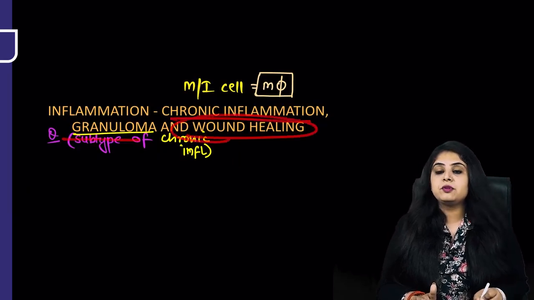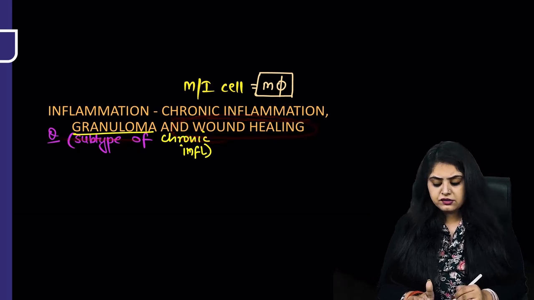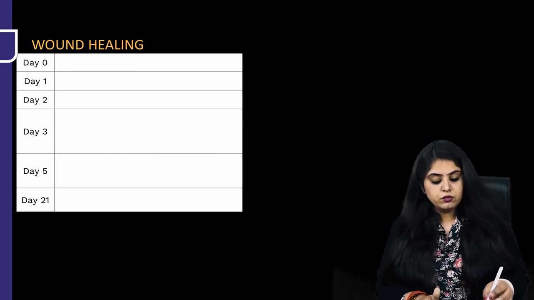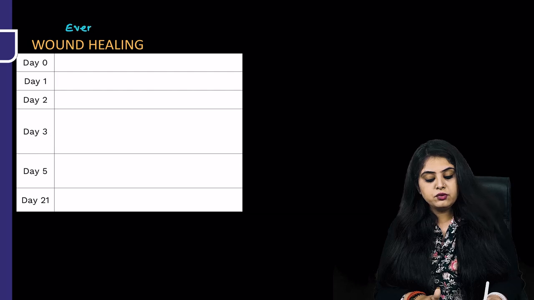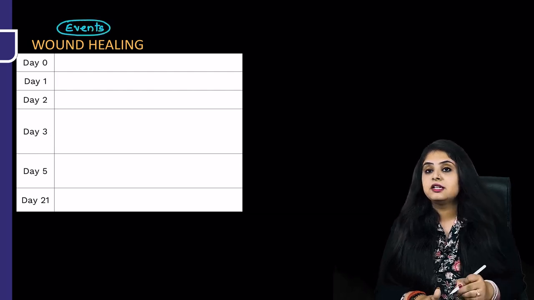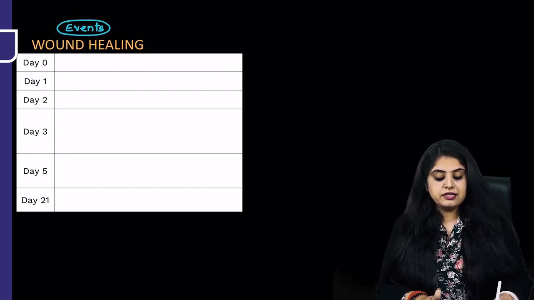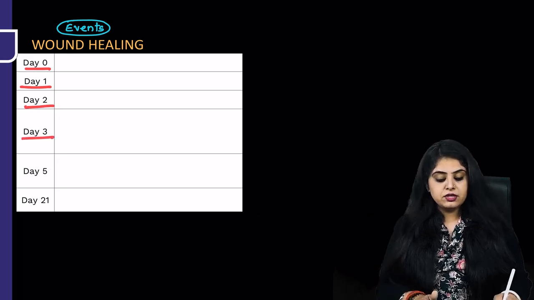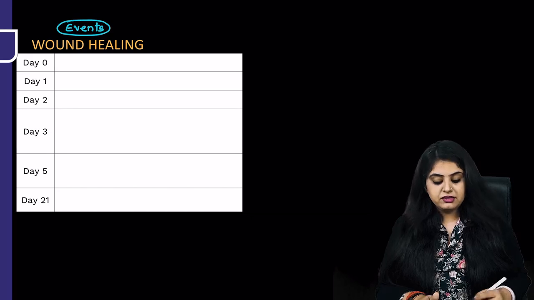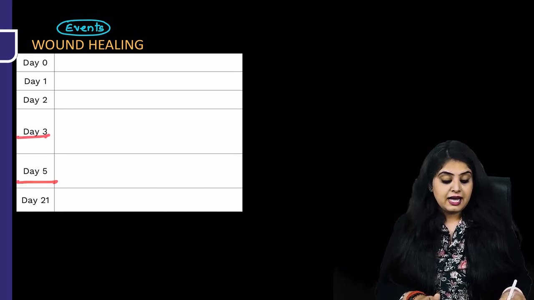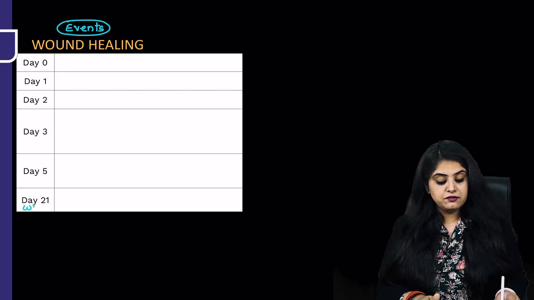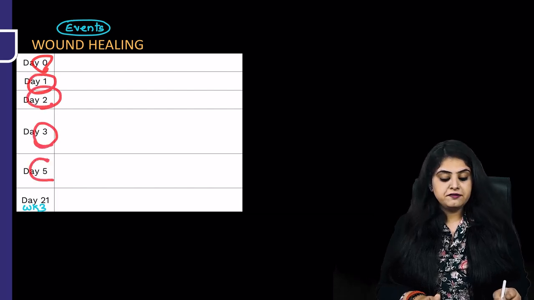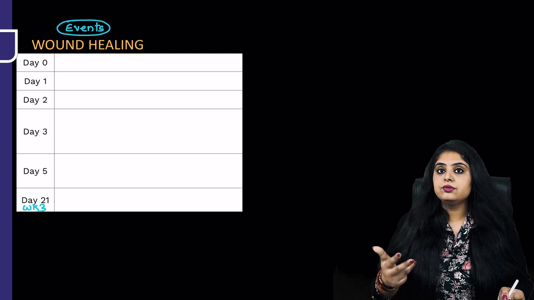The last topic of this chapter is going to be wound healing. So this is a surgery topic, but I'm taking it up quickly over here because it's important. Whenever I talk about wound healing, they will ask you what are the events of wound healing that happen on different days. So first, remember the days. You have to learn it as 0, 1, 2. That is simple in order. After that, you learn it as 3, 5, 3. So that means day 3, day 5, and day 21 can be learned as week 3. So I will learn it as 0, 1, 2, 3, 5, 3. Repeat with me, 0, 1, 2, 3, 5, 3.